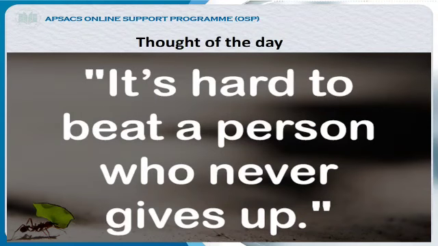But first, thought of the day. It's hard to beat a person who never gives up. As the thought says quite clearly, we must not give up hope and have a positive attitude towards life, then no one has a chance of beating us in whatever we want to achieve. So students, stay focused and never give up.